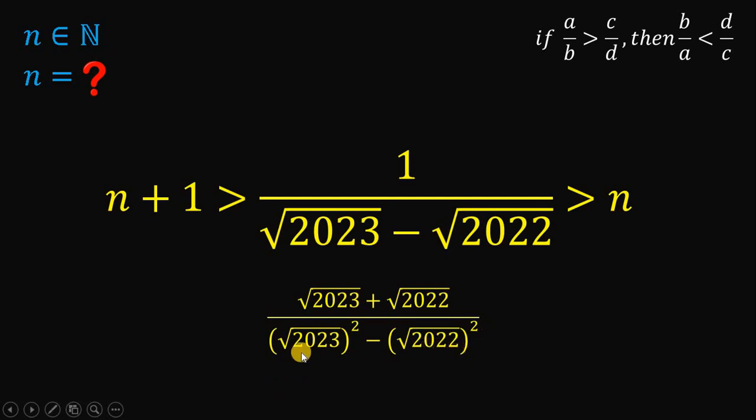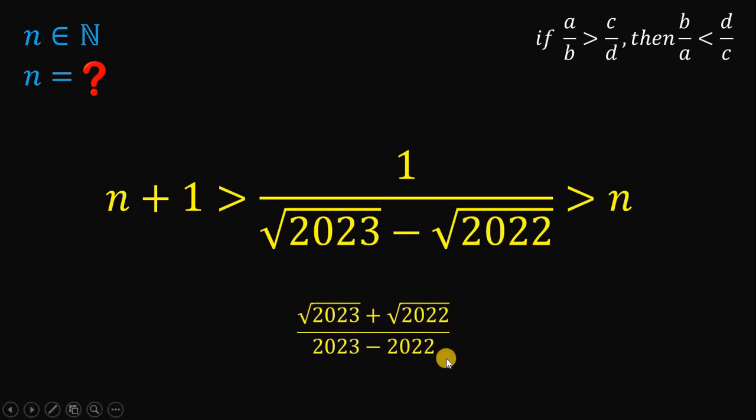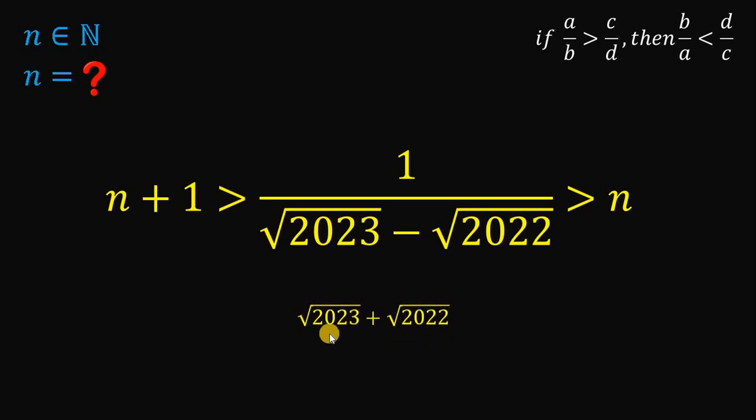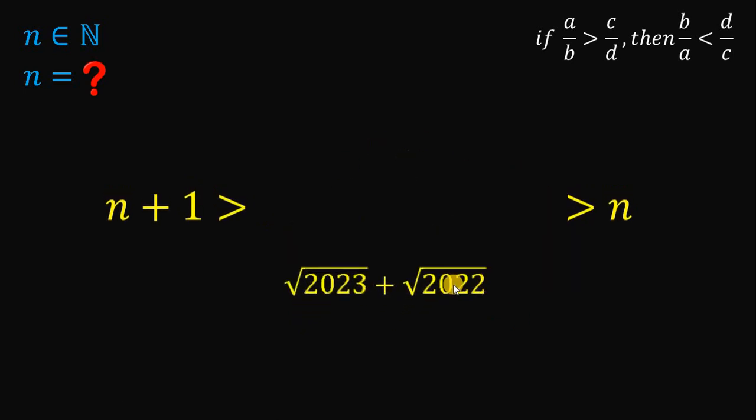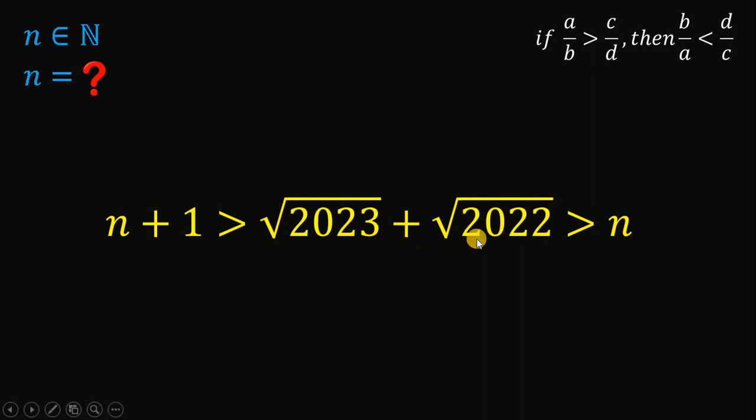Now let's simplify. On the denominator, we have 2023 minus 2022, and this is just equal to 1. And if we simplify more, this is just square root of 2023 plus square root of 2022. Therefore, we can replace this expression in the middle with square root of 2023 plus square root of 2022. Now, the question is, what is the value of n?